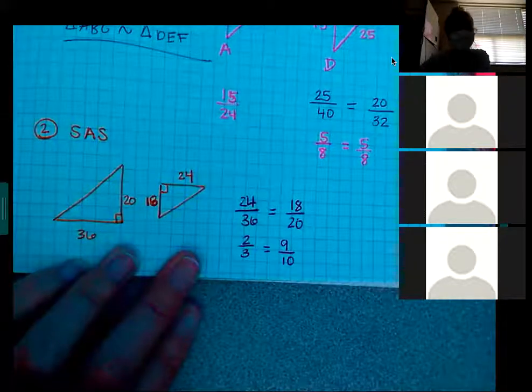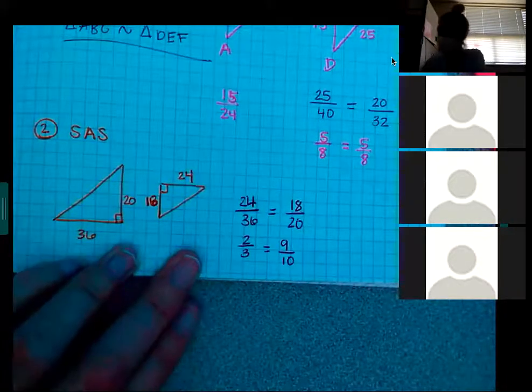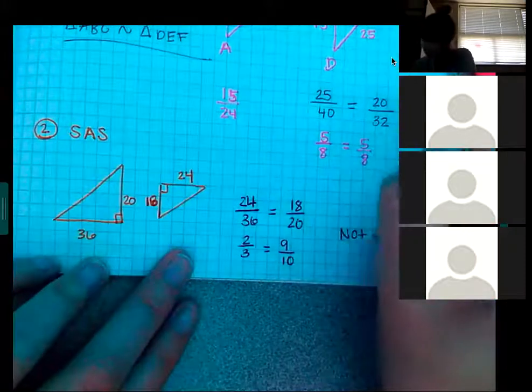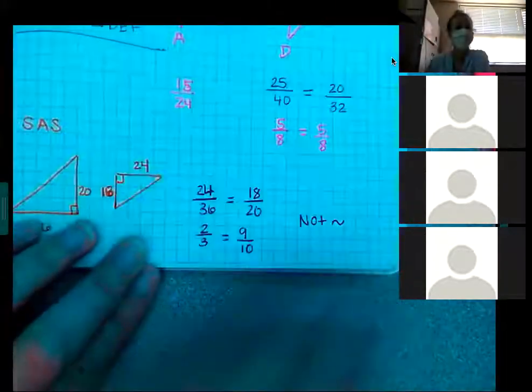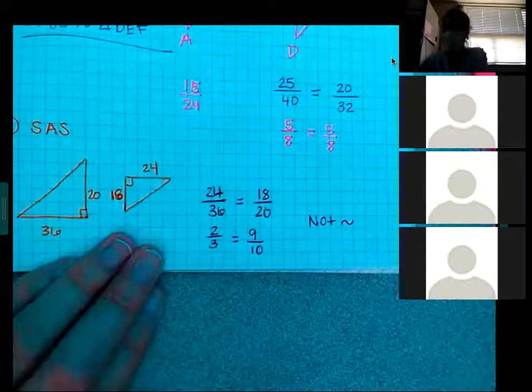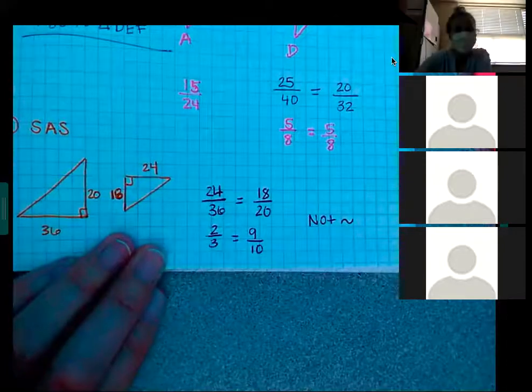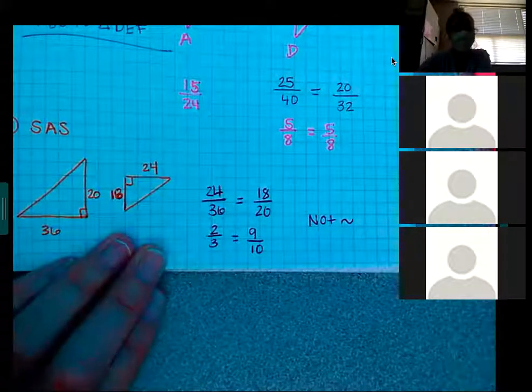Henry looked so excited. Does 2/3 equal 9/10? So are these triangles similar? No, you would literally just write not similar. You could do the squiggle with like an X over it. Yep. Those are not similar though.